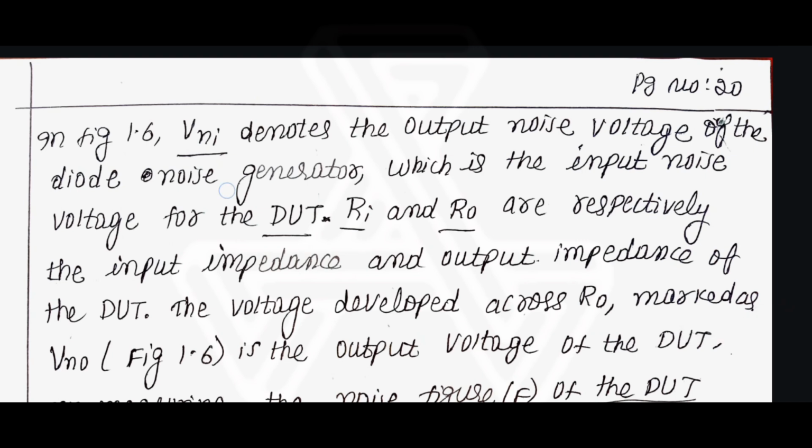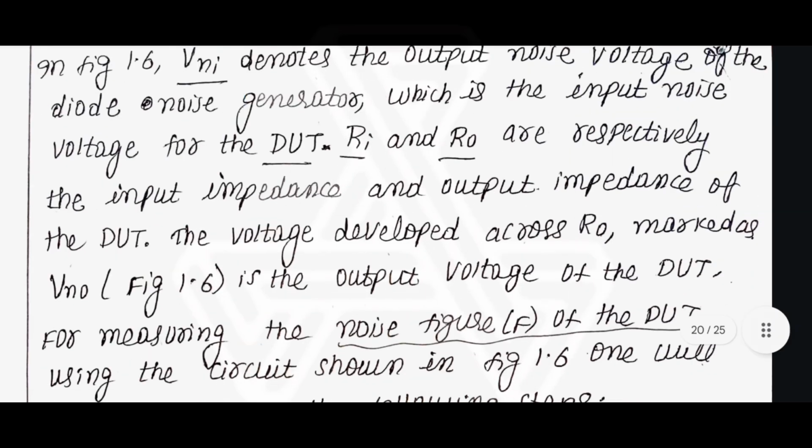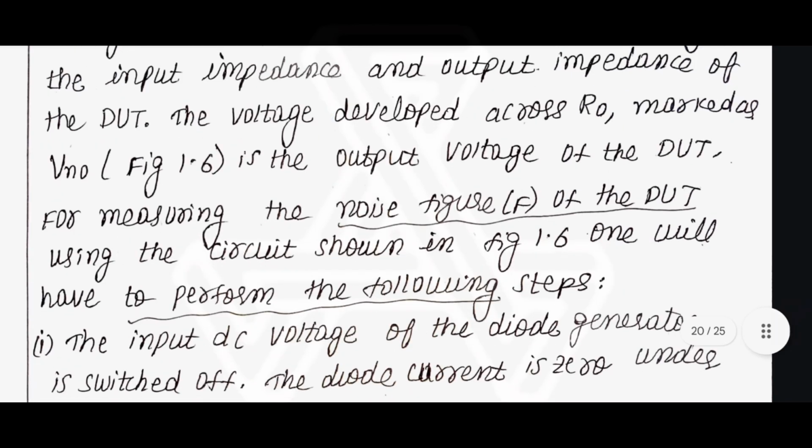In the figure 1.6, VNI denotes the output noise voltage of the diode noise generator, which is the input noise voltage for the DUT. RI and RO are respectively the input impedance and output impedance of the DUT. The voltage developed across RO, marked as VNO, is the output voltage of the DUT. For measuring the noise figure F of the DUT, using the circuit shown in the figure 1.6, one will have to perform the following steps.